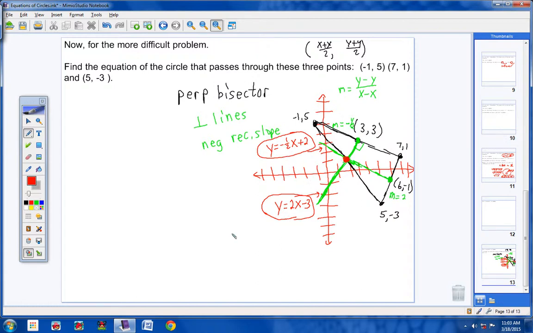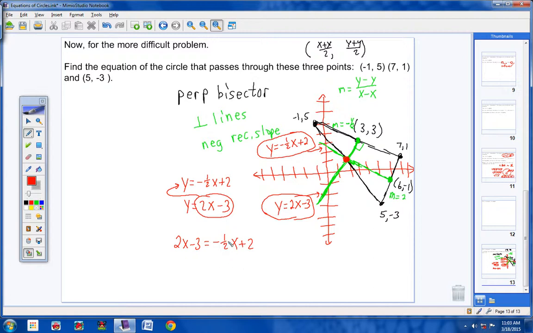So here's what we do. We take these two equations, y equals negative 1/2 x plus 2, and the other equation, y equals 2x minus 3, and we put them together and we solve them. Remember, what is y equal? 2x minus 3. So I can pick this up and I can put it in for the y up here, because y equals this, so put it in place of y. So I have 2x minus 3 equals negative 1/2 x plus 2.